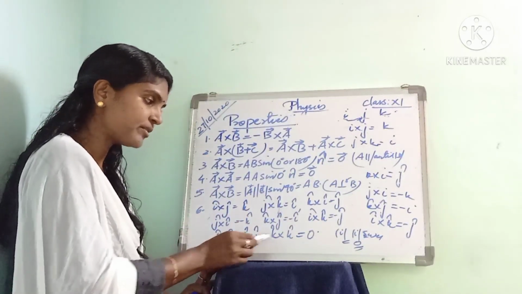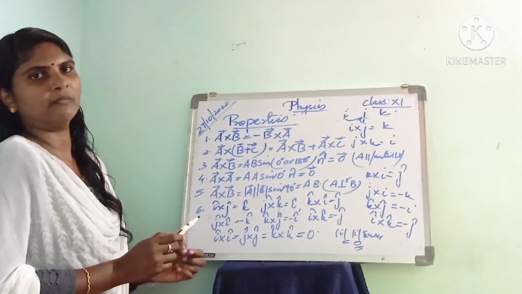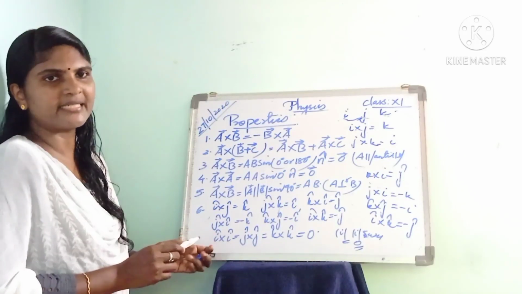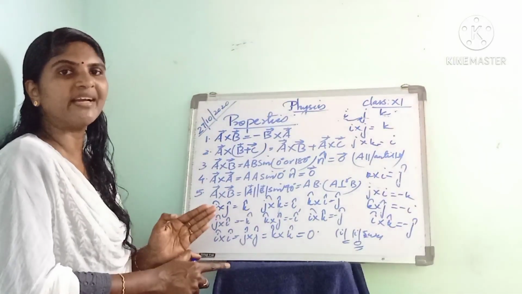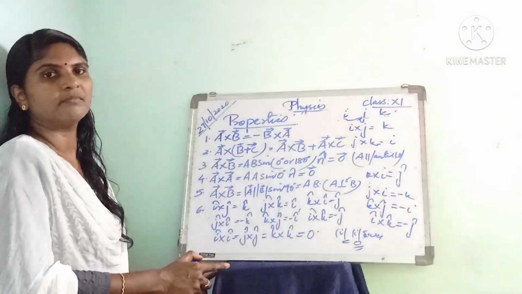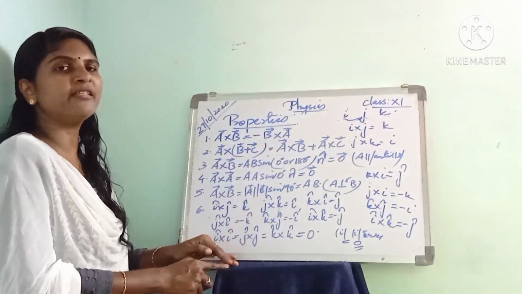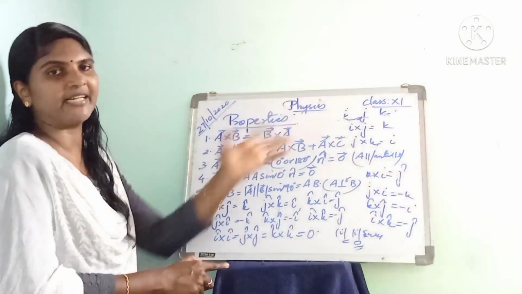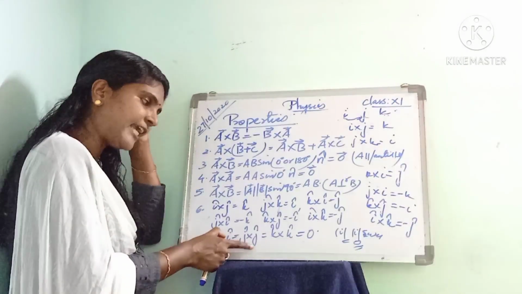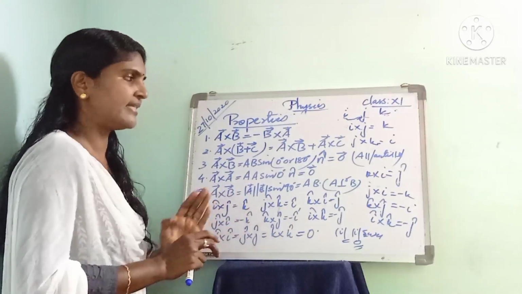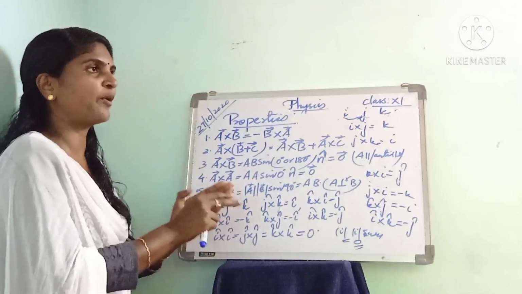Similarly we can write j cross j again 0. Then k cross k is 0. So the cross product of similar unity vectors is 0, and the cross product of different unity vectors is actually the third vector. So we can write i cross i equal to j cross j equal to k cross k equal to 0. These are the important properties of cross product.